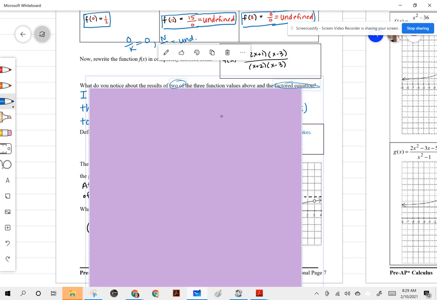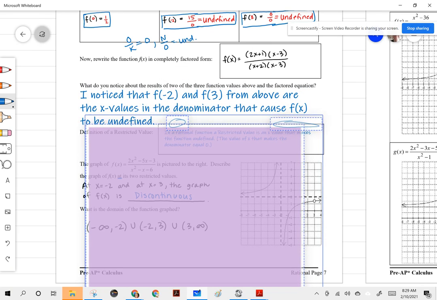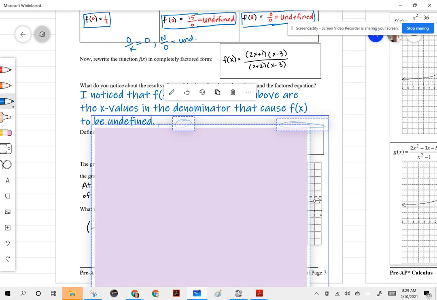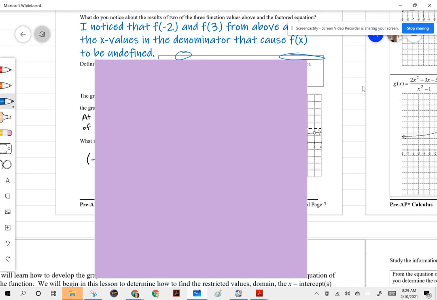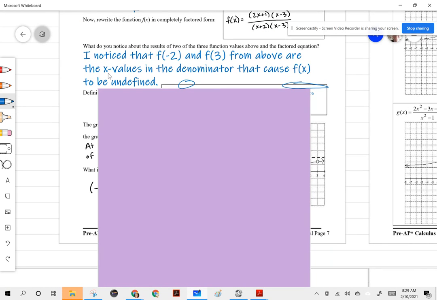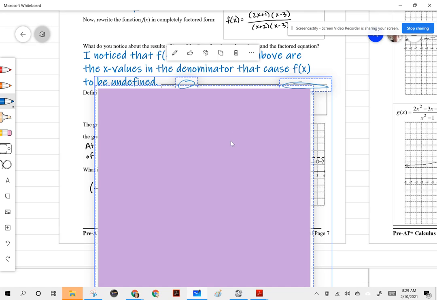And so from here, this is what I noticed. I noticed that f of negative 2 and f of 3 from above are the x values in the denominator that cause f of x to be undefined. Okay. All right, so here's the definition of the restricted values.